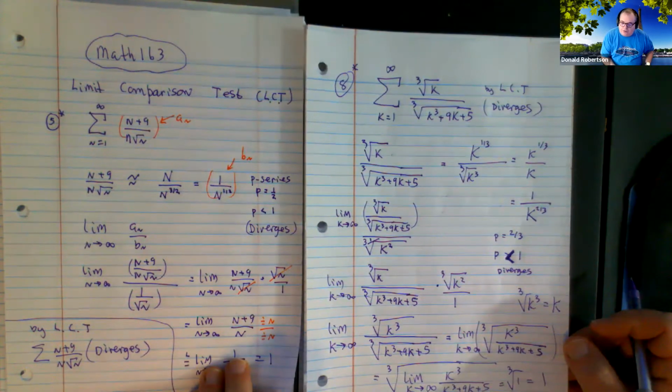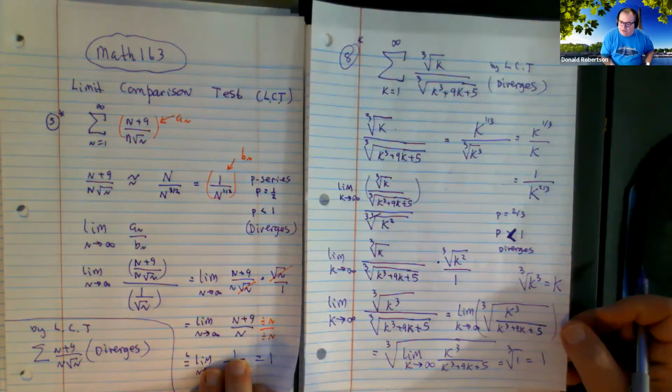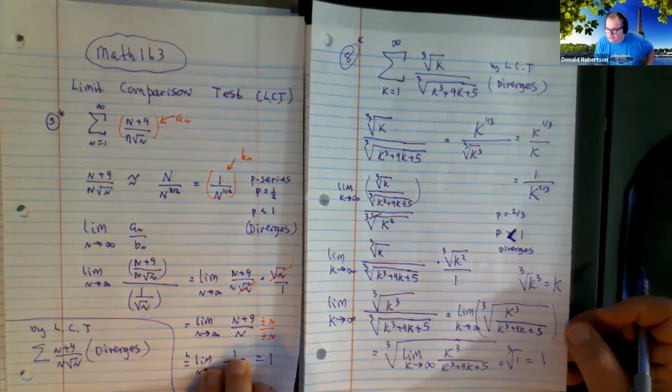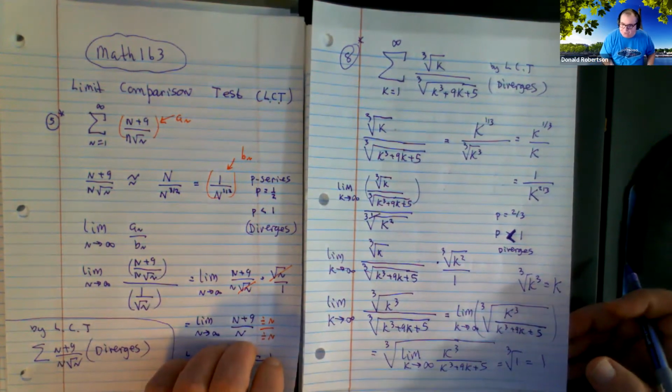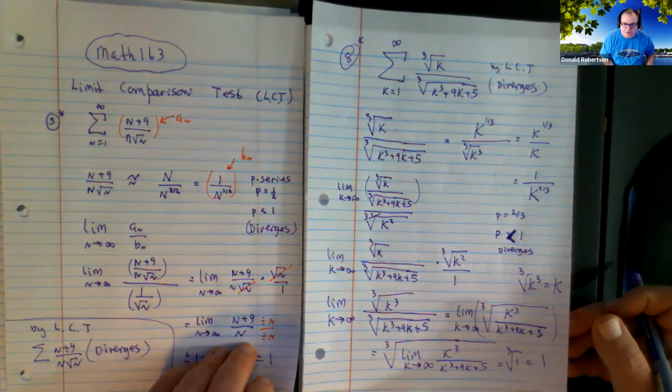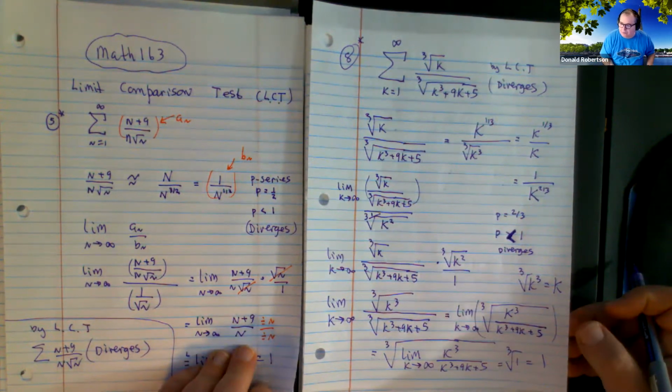Right, a lot going on in there, but it was really just ugly algebra, right? I'm not changing what we did. It's just that it was ugly things to do it to. Any questions before I move on to the next kind of limit comparison test? Okay.